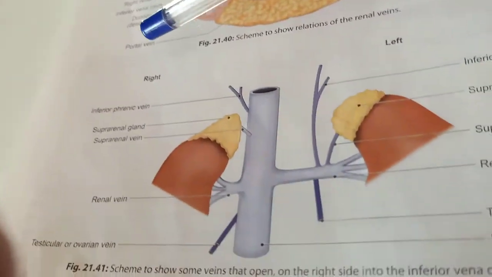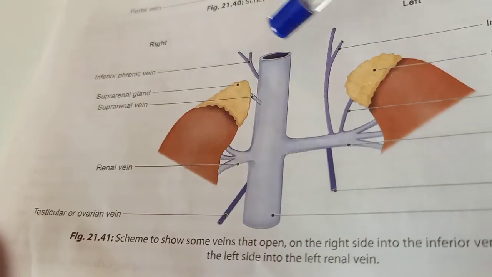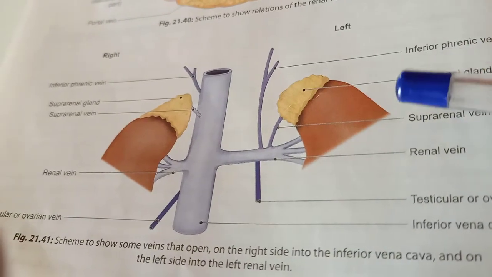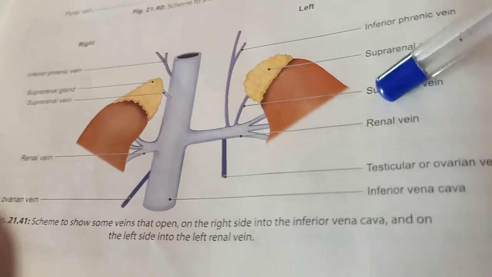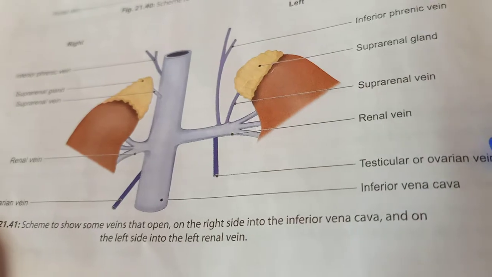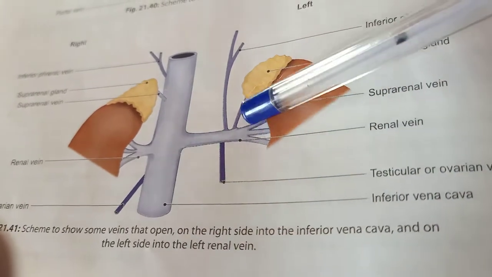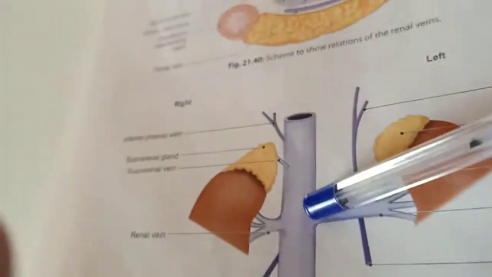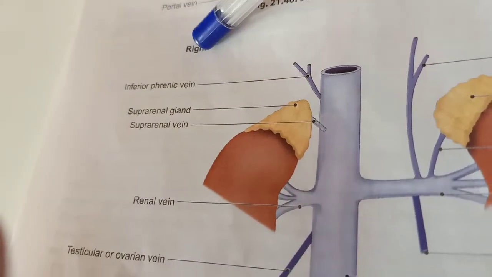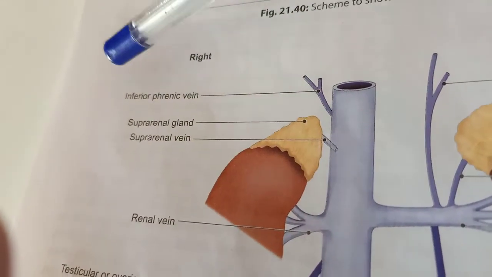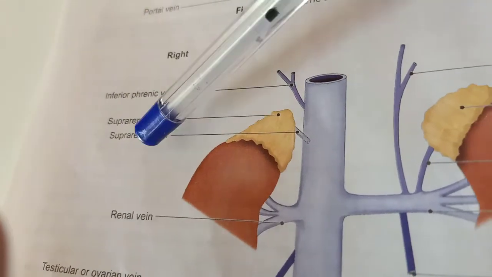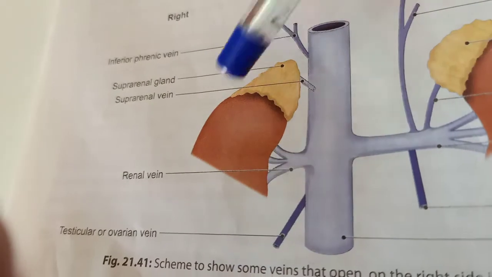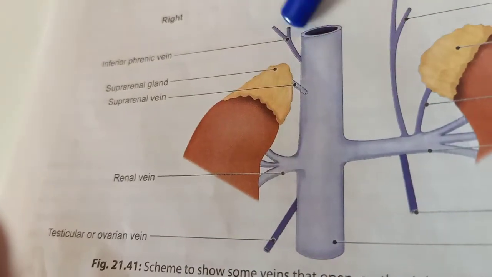Now the tributaries on the left side, that is the left inferior phrenic vein, the left suprarenal vein, the left testicular or ovarian vein, drain first into the left renal vein and then into the IVC. The corresponding veins on the right side, that is the right inferior phrenic vein, the right suprarenal vein and the right testicular or ovarian vein, drain directly into the IVC.